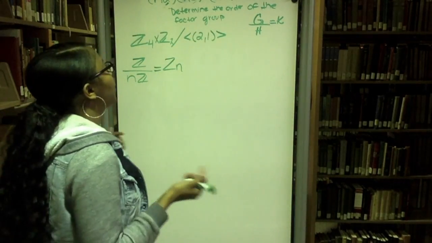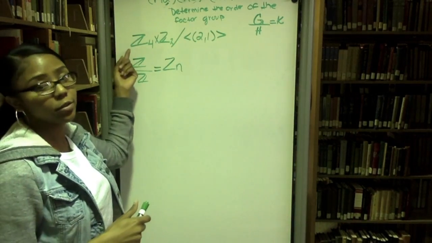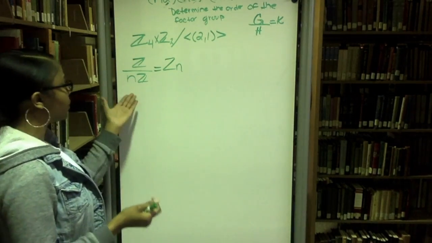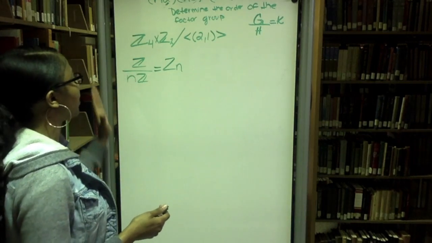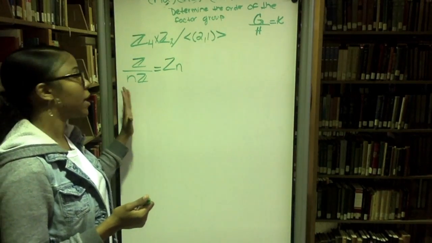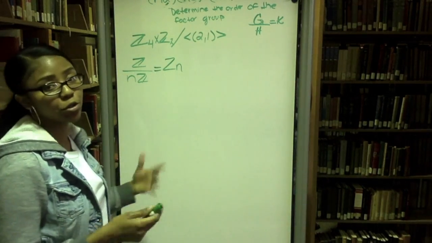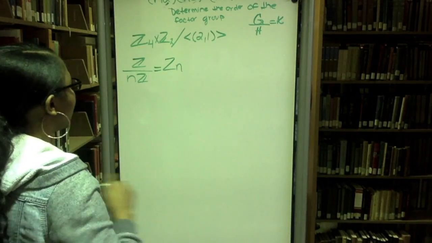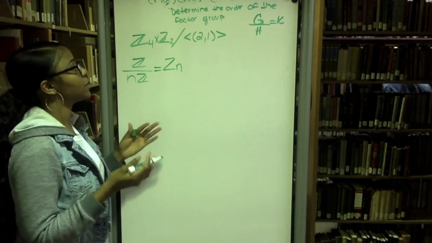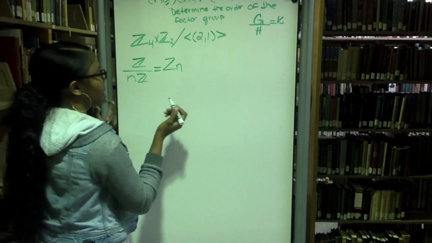Okay, so now we are going to determine the order of the factor group. So once again, we're going to use the same factor group, and to determine our order, we're going to use this formula. And this formula basically says the set Z factor NZ, and NZ represents the cyclic subgroup generated by N, is equal to Zn. Zn is noted for integers mod N. So we know that Z4 cross Z2 is our Z in this case.